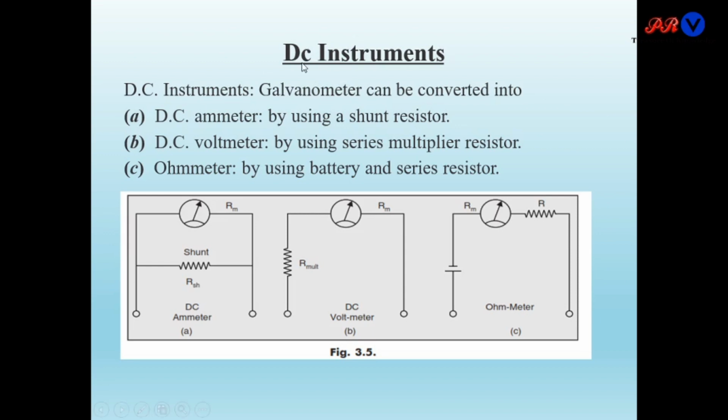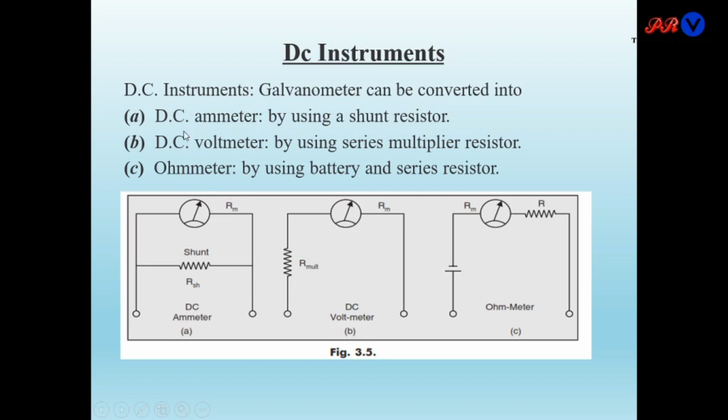So DC instruments are generally these three that we will study here: DC ammeter, DC voltmeter and ohm meter. So what is a DC ammeter? This is our galvanometer, and we can convert this galvanometer into a DC ammeter by using a shunt resistor. If we use a shunt resistor, or a parallel resistance, with the galvanometer, this circuit is known as an ammeter, which is used to measure the current.